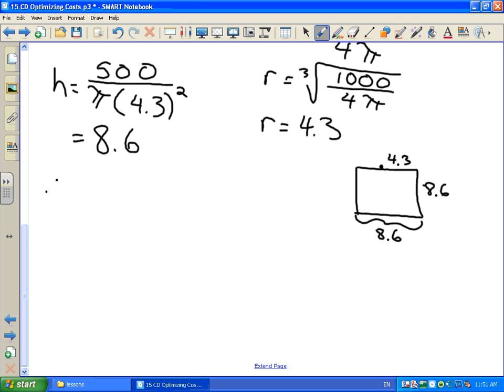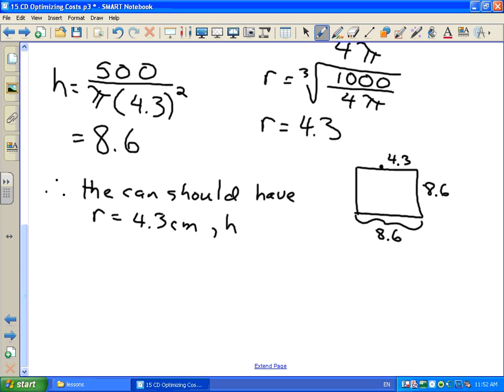All right. Therefore, we'll say the can should have a radius of 4.3 centimeters and a height of 8.6 centimeters. Okay. So that gets us the minimum surface area.